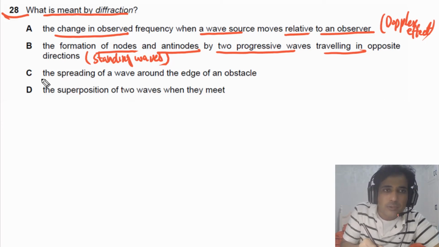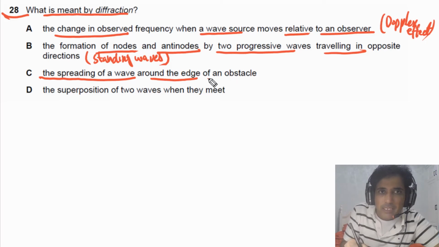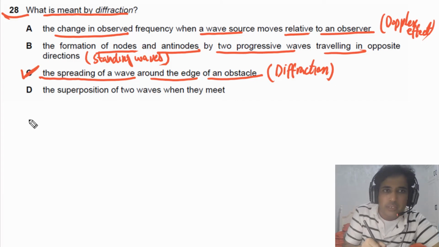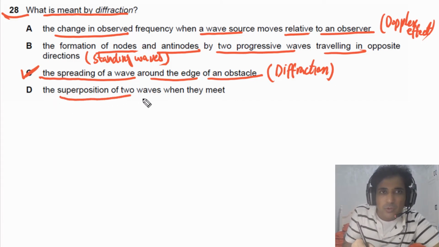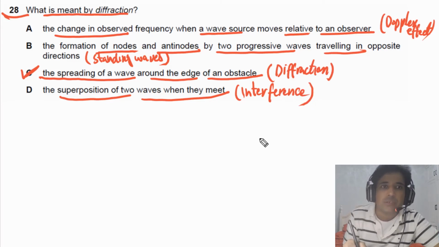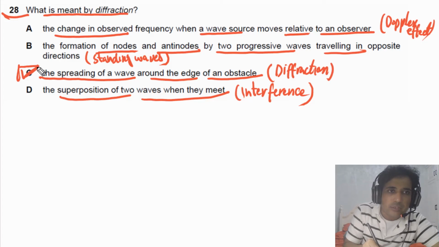If you look at option C, it is given to us the spreading of a wave around the edge of an obstacle, and this is diffraction. So our answer for this question is C. If you look at option D, it is given to us the superposition of two waves when they meet. This is about interference of waves. So the answer for this question is C.